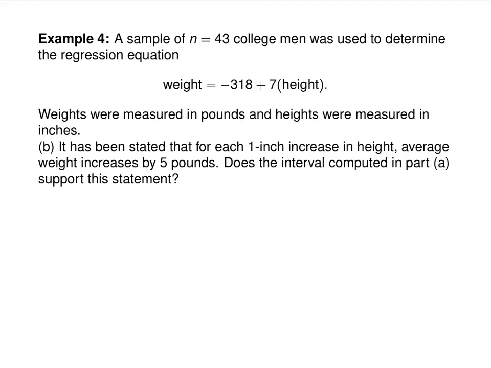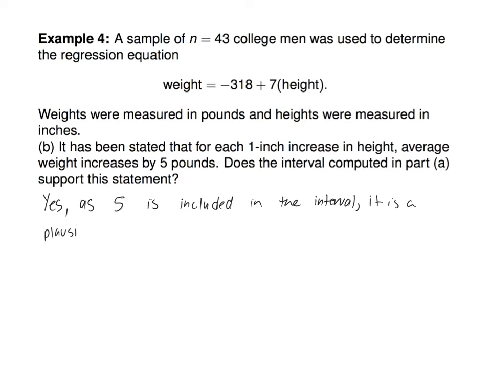So it has been stated that for each 1 inch increase in height, average weight increases by 5 pounds. Does the interval computed in Part A support this statement? And the answer to that question is yes, as 5 is included in the interval. It is a plausible value for the slope, so the true m.